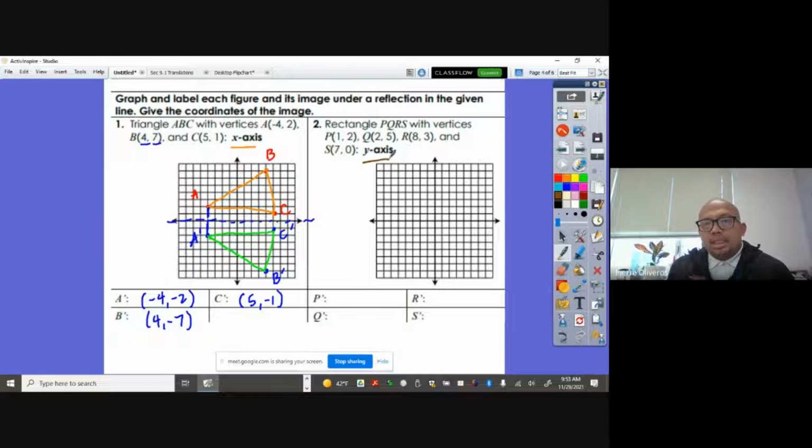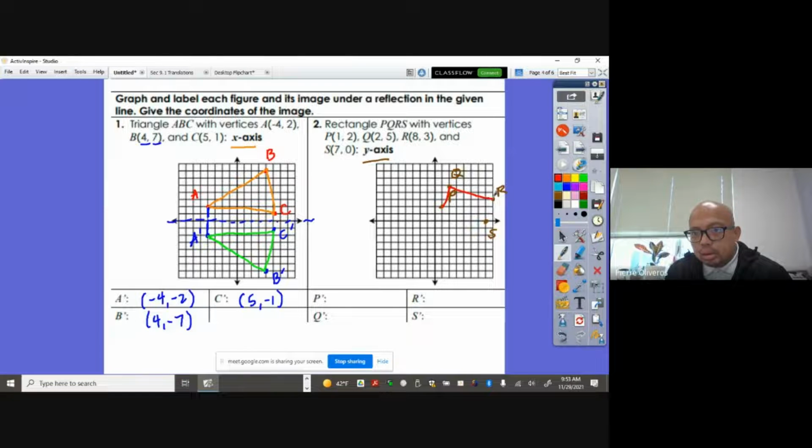Let's do the y-axis this time. Let's say we have a rectangle PQRS with vertices P (1, 2), Q (2, 5), R (8, 3), and S (7, 0). That's my P. Q is right here. R is right here. And that's my S.